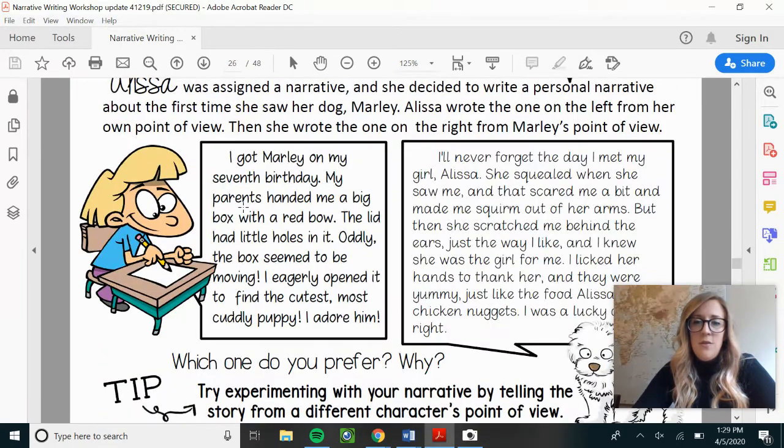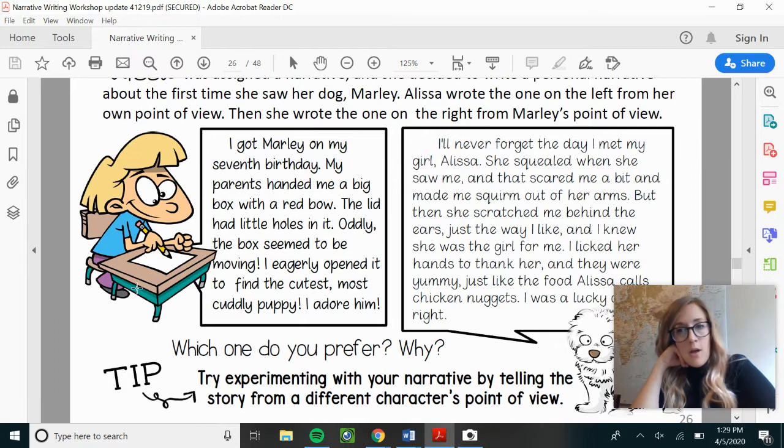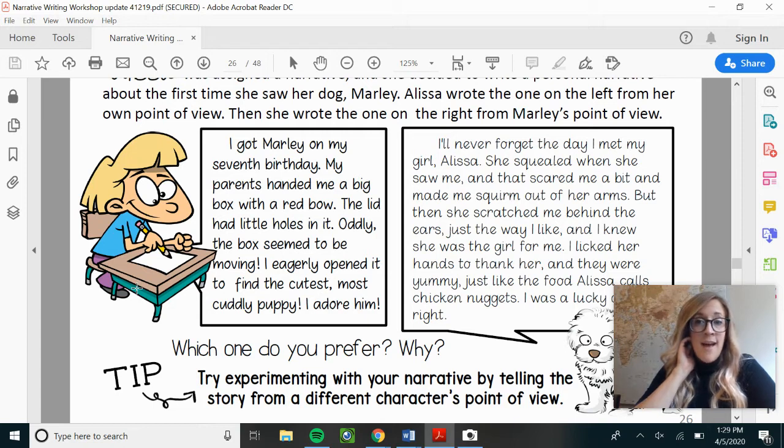Now let's look at Marley's perspective. Look how they've got the cute little dog telling the story over here and the girl telling it over here. I will never forget the day that I met my girl, Alyssa. She squealed when she saw me, and that scared me a bit, and it made me squirm out of her arms. But then she scratched me behind the ears, just the way that I like, and I knew she was the girl for me. I licked her hands to thank her, and they were yummy, just like the food that Alyssa calls chicken nuggets. I was a lucky dog, right?